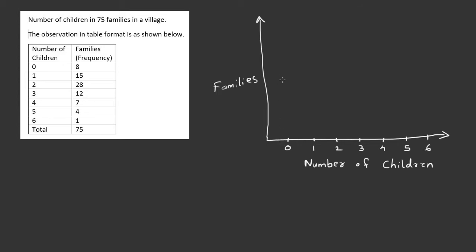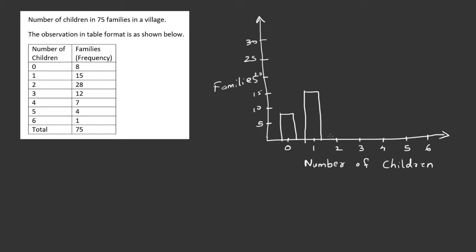Plot bars on each number of children. Height of the bar is proportional to the frequency. Here it is the number of families. The maximum is 28, so I can take a convenient scale 5, 10, 15, 20, 25 and 30. For 0 it is having 8, so the height will be like this. For 1 it is having 15, so I have to draw like this.